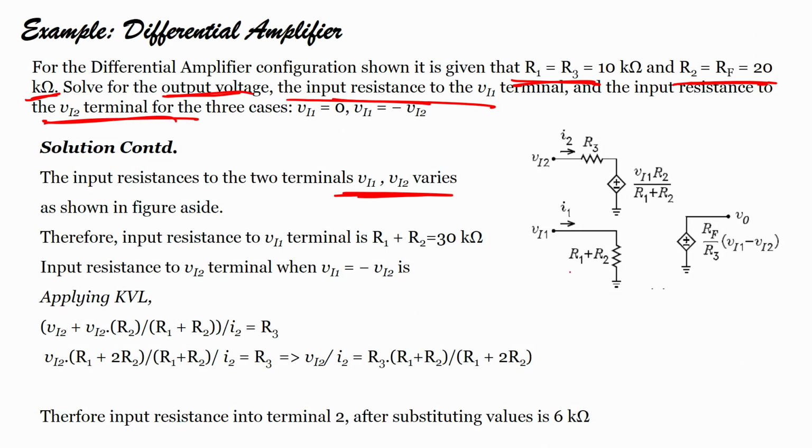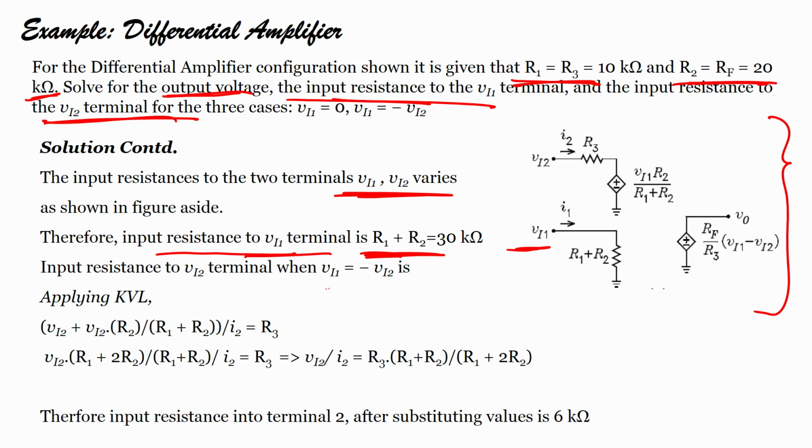Therefore, the input resistance to the VI1 terminal is nothing but R1 plus R2, right. If you see this circuit, you will find that the input resistance to terminal VI1 will be nothing but R1 plus R2. What is R1? R1 is 10, R2 is 20. So, it is 30 kilo ohm.